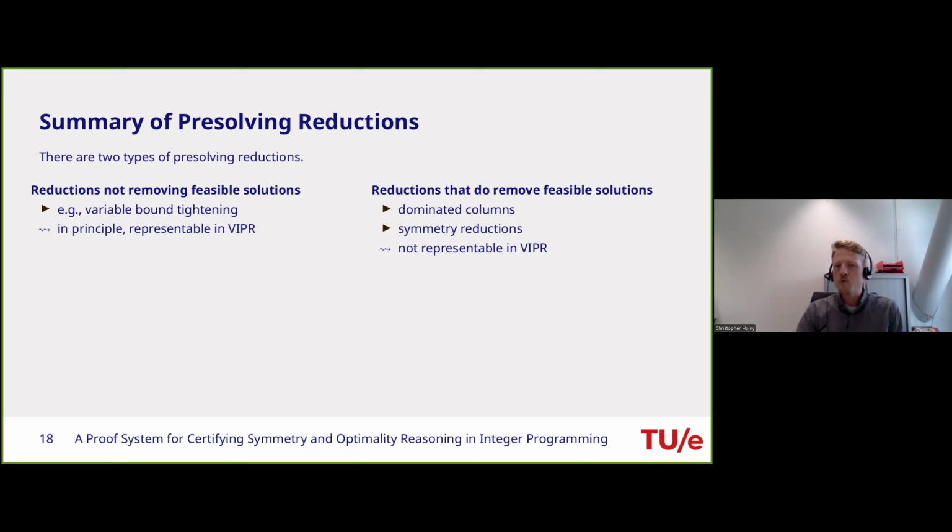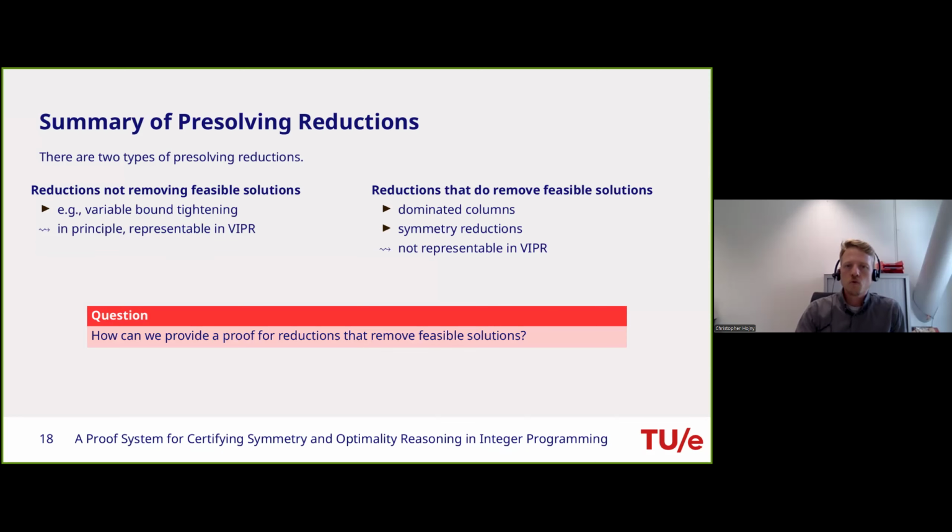And for the other two reductions, this dominated columns and the symmetry reductions, they are currently not representable within Viper because they remove feasible solutions. And this reasoning is currently not supported. And the question in the following is, how can we actually incorporate such reductions? How can we certify such reductions that also remove feasible solutions?